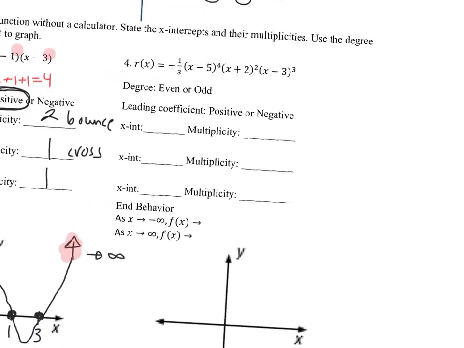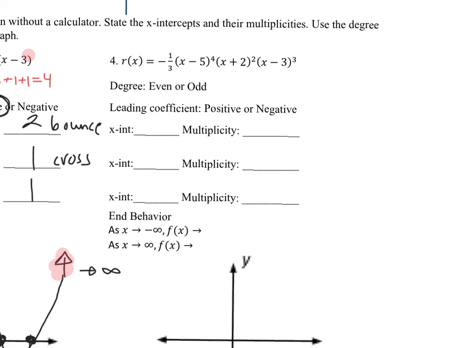Now let's talk about number 4 here. So here, once again, we can count the degree by looking purely at these right here. So 4 plus 2 plus 3. Well, 4 plus 2 is 6. 6 plus 3 is 9. So this indicates to me that I have an odd degree. And then in addition, my leading coefficient is negative due to the negative right here. Okay, so that's going to be helpful when we go to create our picture. Now the x-intercepts are at 5, -2, and 3. The multiplicity is the degree of the factor, so there's 4 of these, 2 of these, and 3 of these.